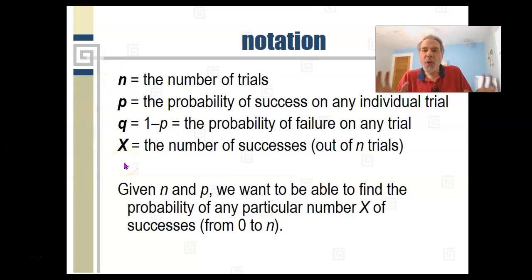So the kind of question we're going to be answering here is, given N and P, given a specific number of trials and a specific probability of success on any individual trial, we want to be able to find the probability of any particular number X of successes from 0 to N.